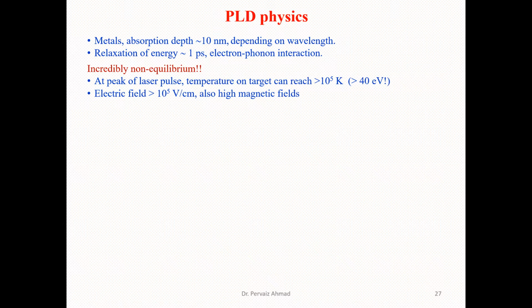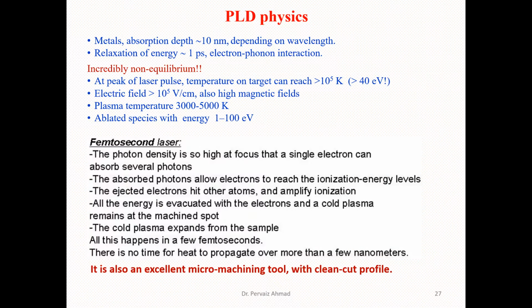The electric field is greater than 10 raised to the power 5 volts per centimeter. Also, there are high magnetic fields. The plasma temperature can reach from 3000 to 5000 Kelvin. Ablated species have energy of 1 to 100 electron volts.